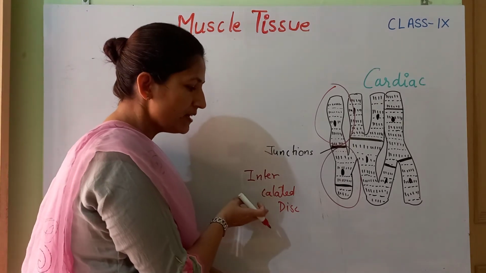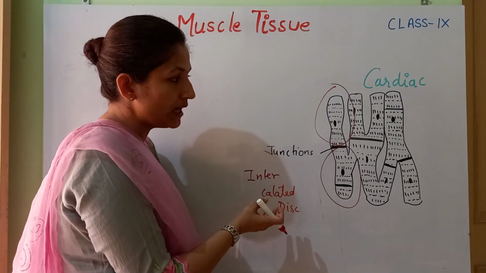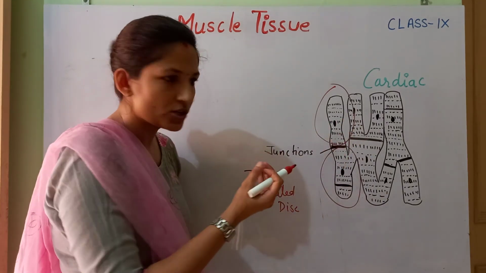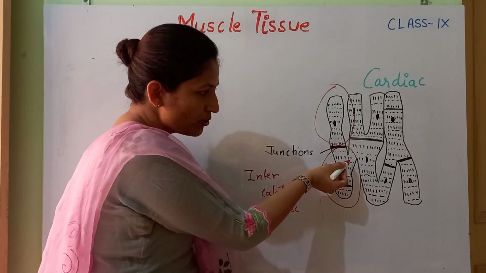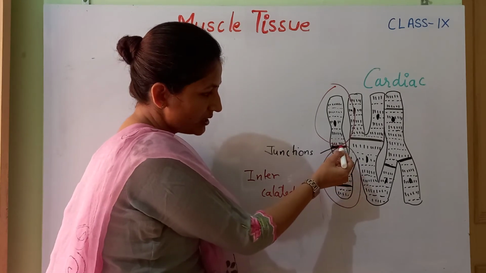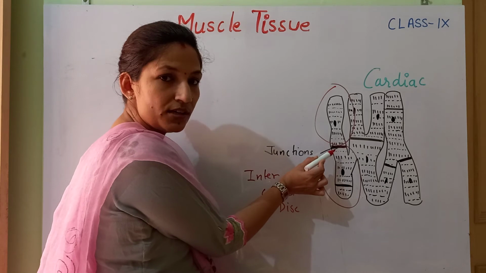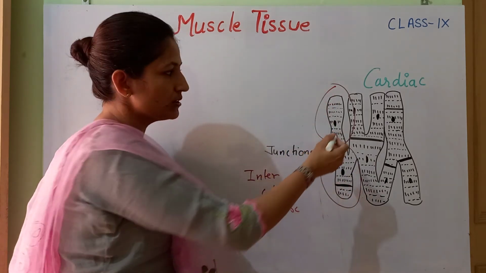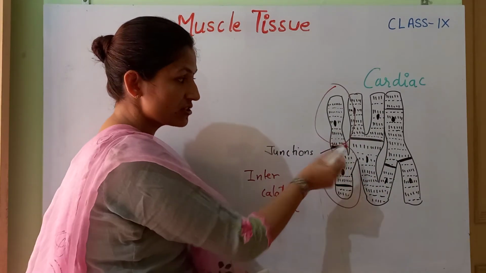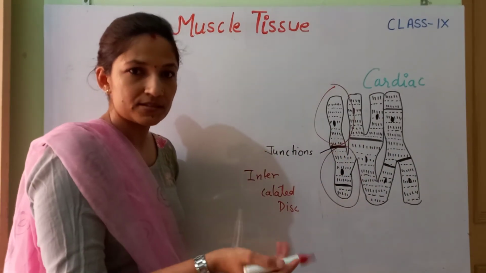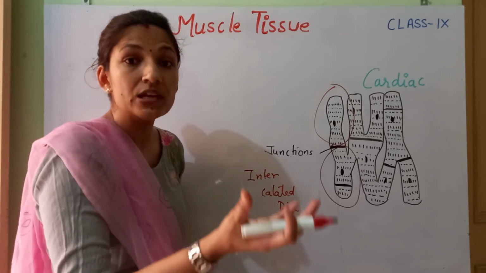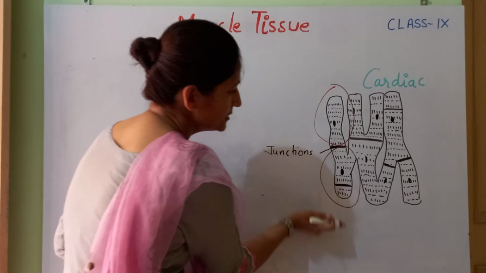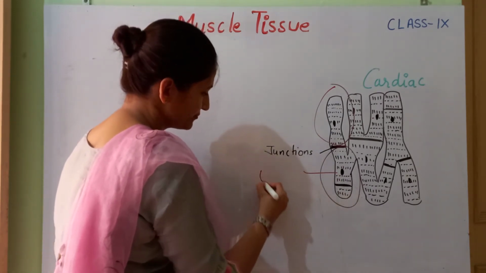Fine, and these are mainly for the function that if this particular cell is receiving any message, the next will get it very fast, because the junctions are in between. As soon as an impulse or a message comes here, it will easily be transferred to the side ones also due to these junctions. For that purpose, so that the muscle can respond very quickly. Got it? Other than that, uninucleated it is.